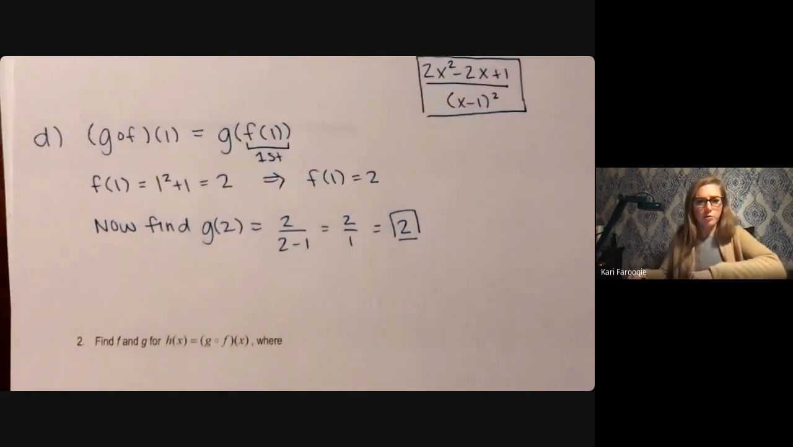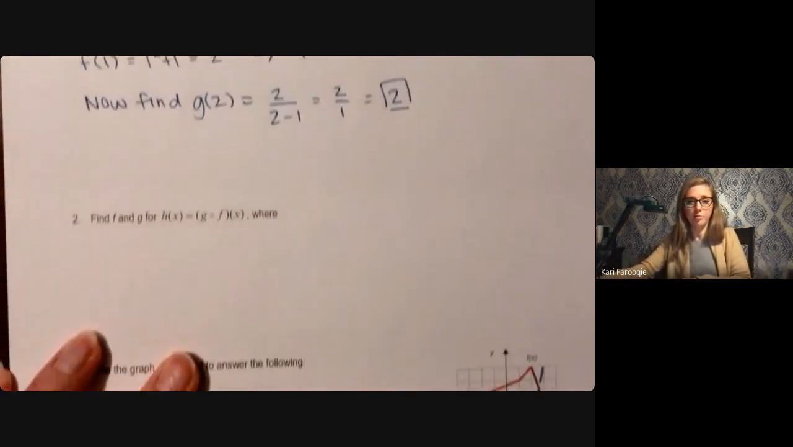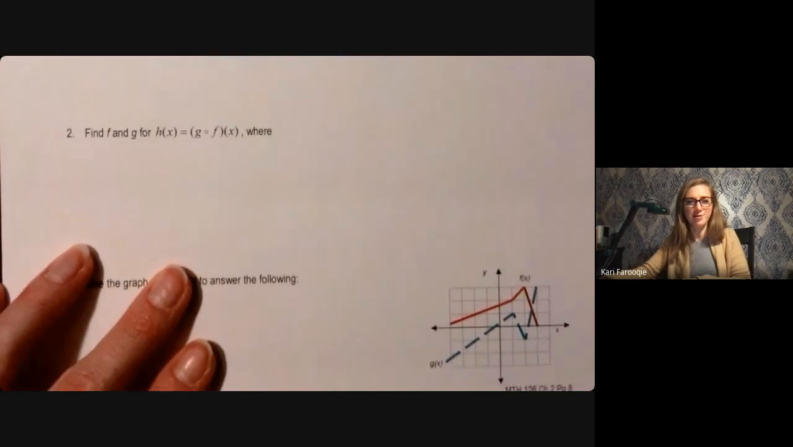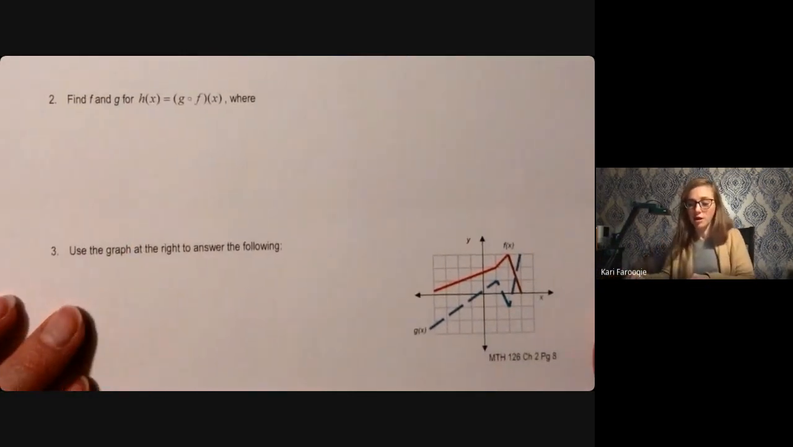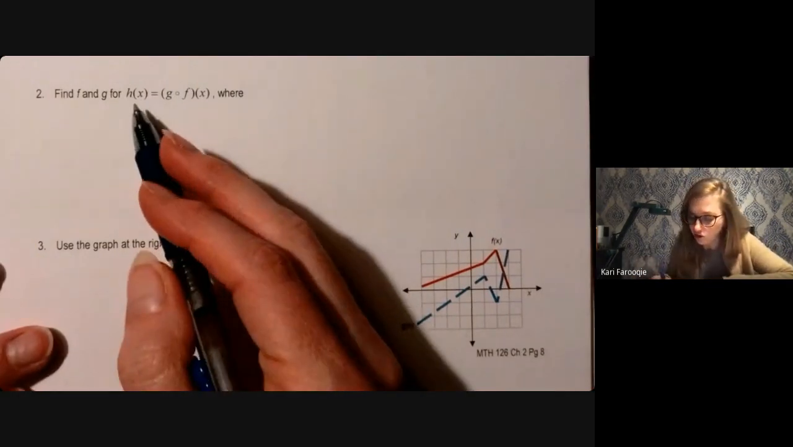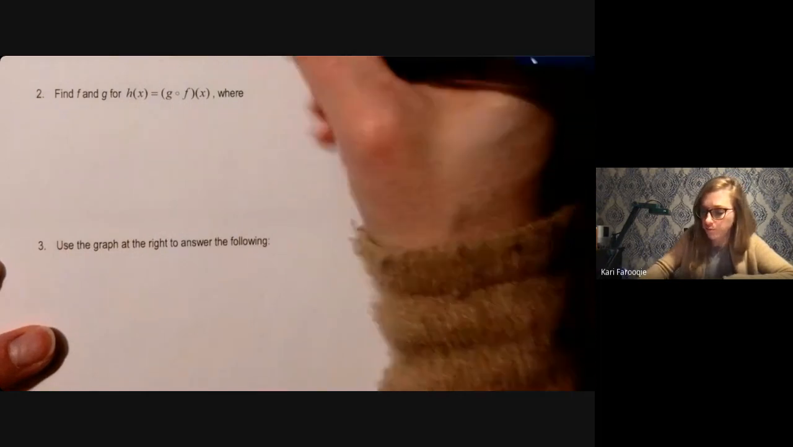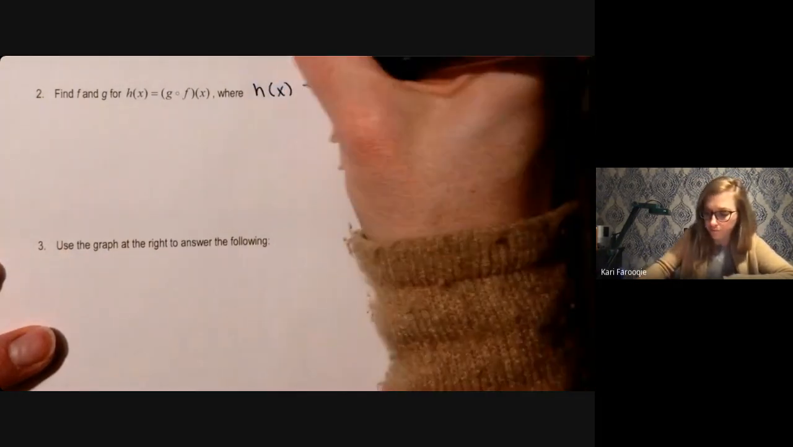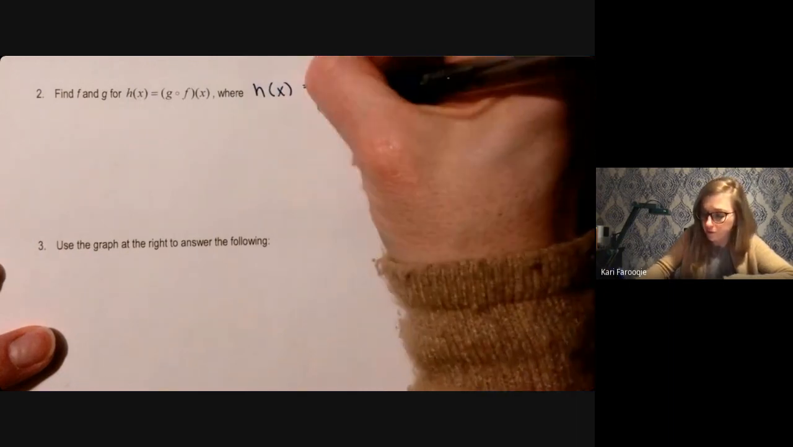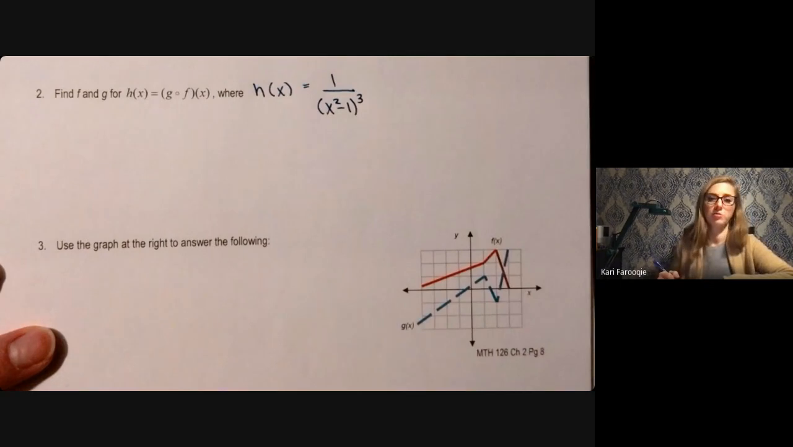Okay, number 2, we're going to sort of undo a composite function. I really like these undo the composite functions. I don't know why. I like a lot of weird things. Our function h is g of f of x, where, and I'm going to give you a definition for h. So I'm going to say that h of x is equal to 1 over (x squared minus 1) cubed.